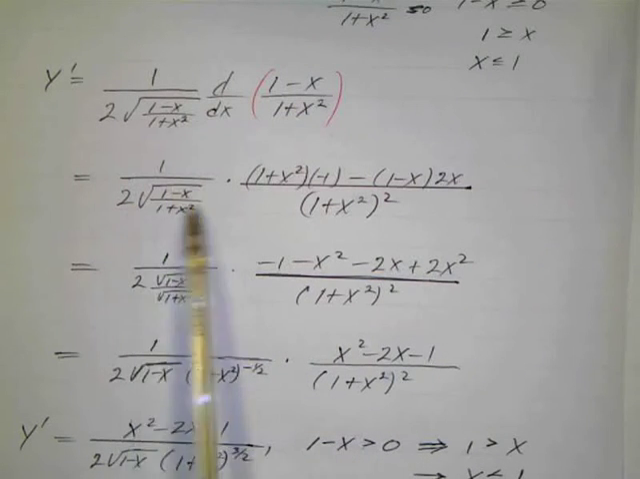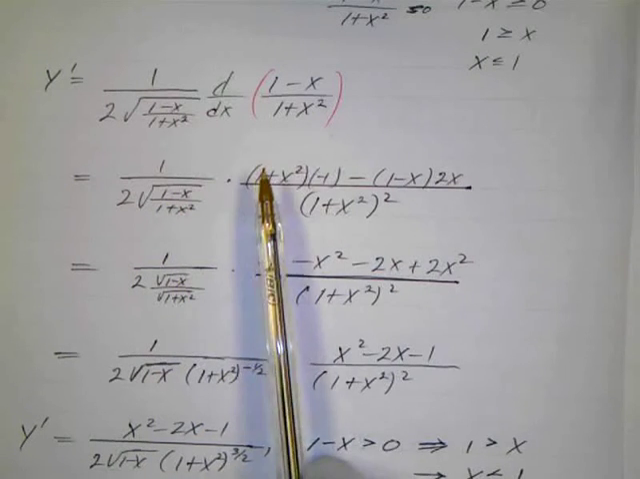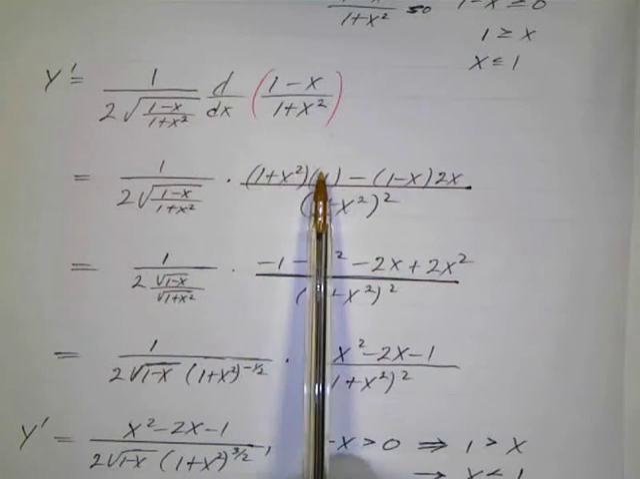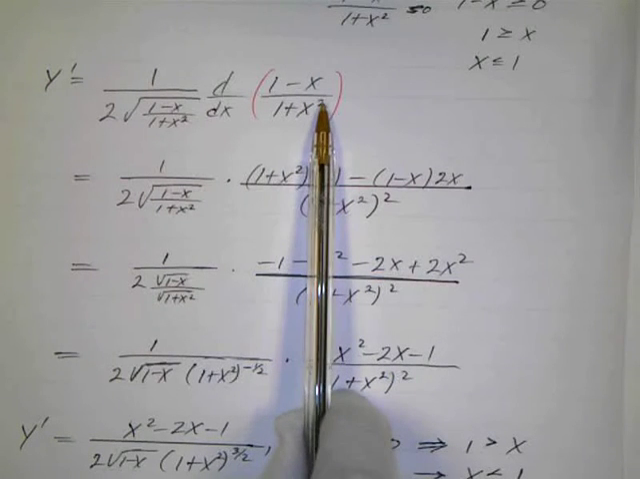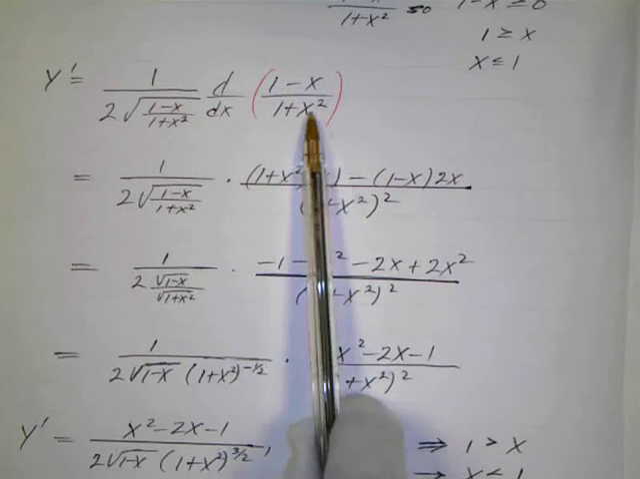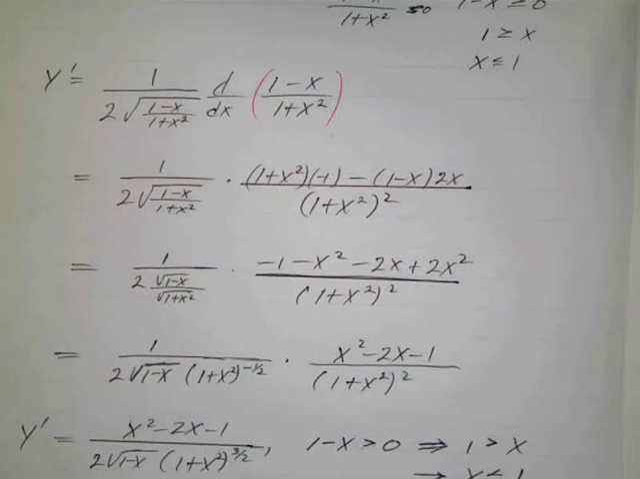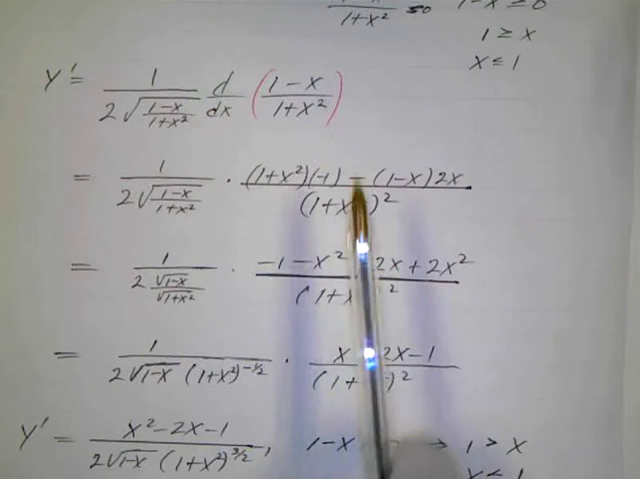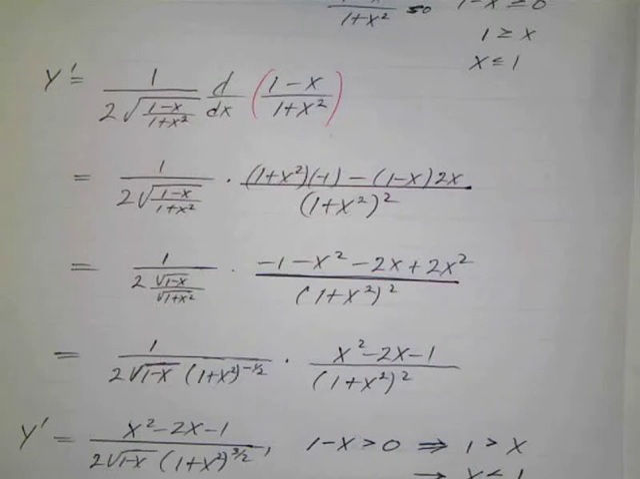So again, this is 1 over 2 times the square root of this rational expression. And then what we have over here is low d high. Low d high, the derivative of this is negative 1, less high, 1 minus x times the derivative of the bottom. The derivative of 1 is 0, x squared is 2x. Okay, the denominator squared below, 1 plus x squared squared. Then I'll multiply this out, so I've got negative 1, negative x squared, negative 2x, and positive 2x squared. This is staying the same. Now what I'll do is I'll simplify the top here. 2x minus x squared is x squared, minus 2x minus 1, all over 1 plus x squared squared.